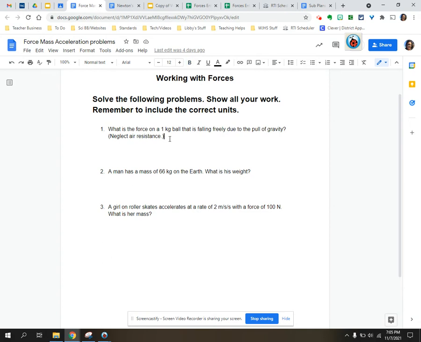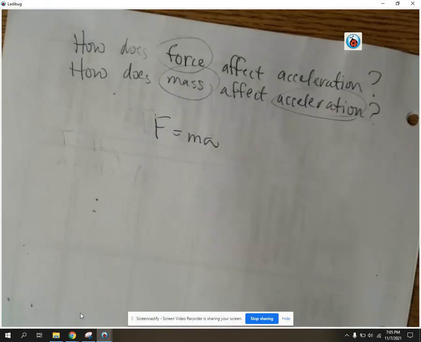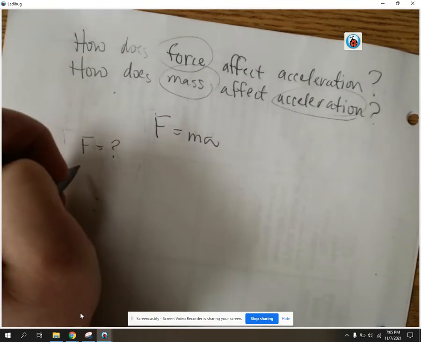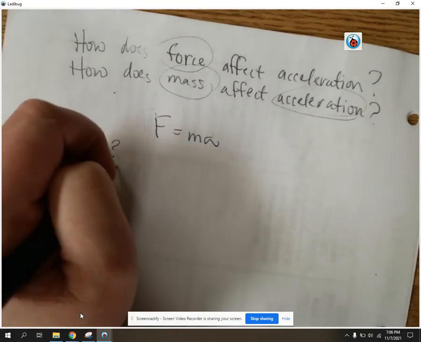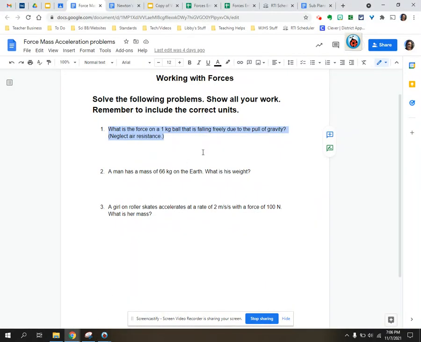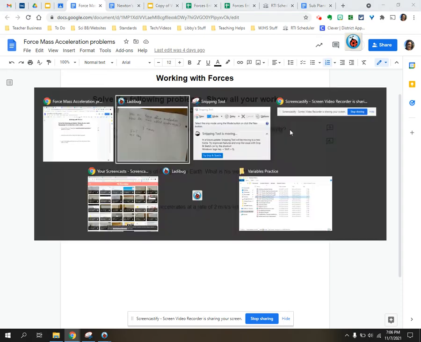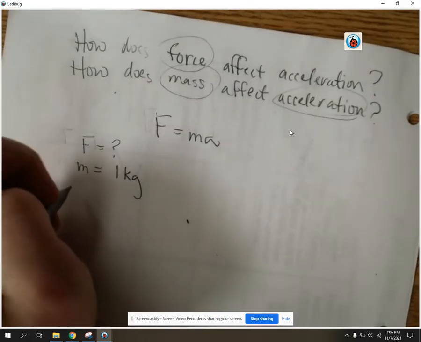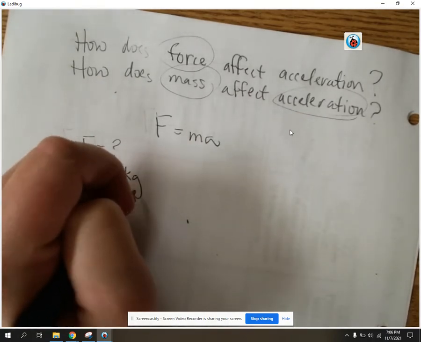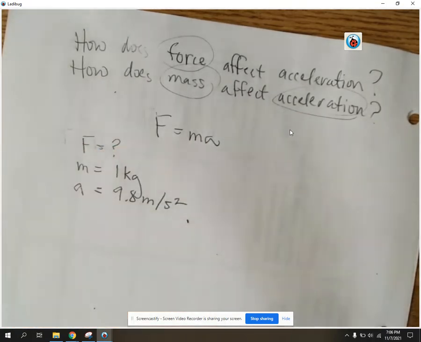So this one says, what is the force on a 1 kilogram ball? Okay, so we are looking for force. What is the force on a 1 kilogram ball? So that's 1 kilogram. And it is free falling due to the pull of gravity. Okay, so acceleration due to the pull of gravity. I know I've told you over and over you can use 10, but we're going to go ahead and use 9.8 meters per second squared.